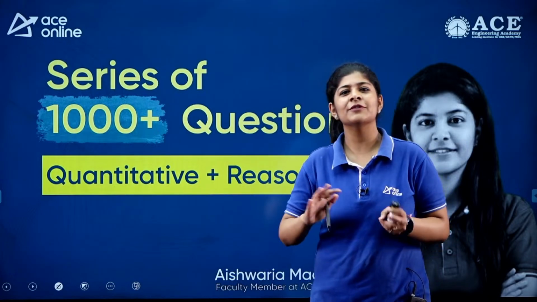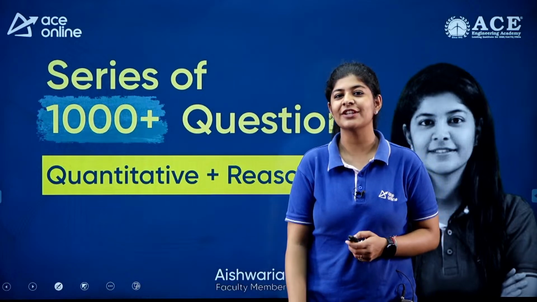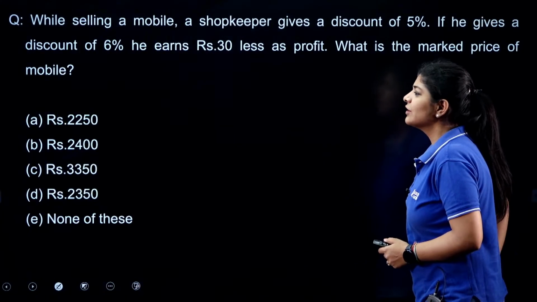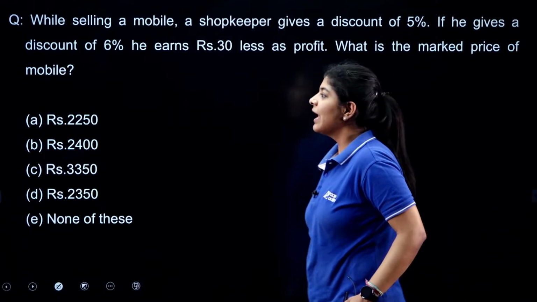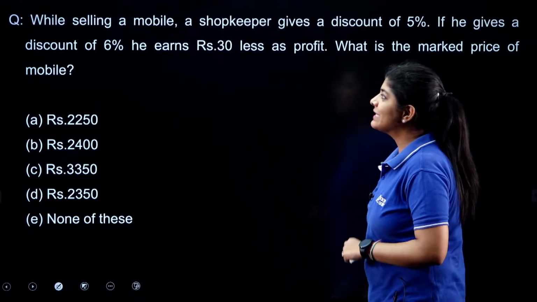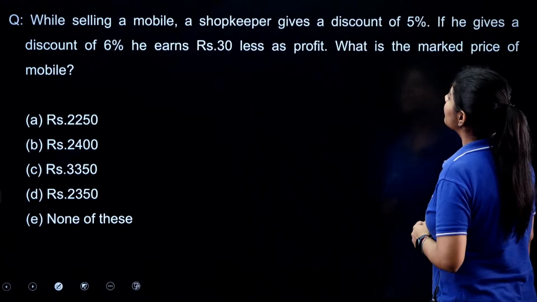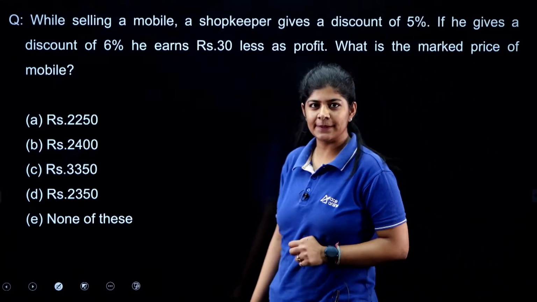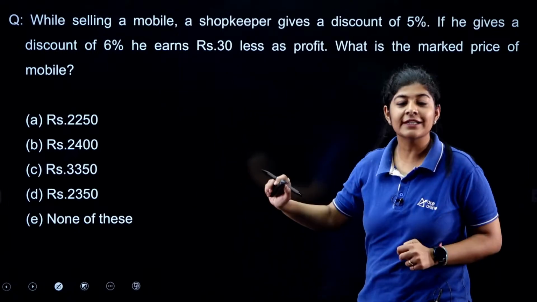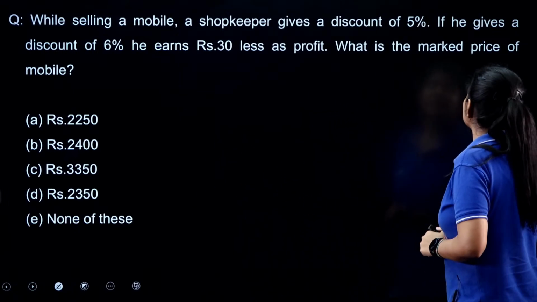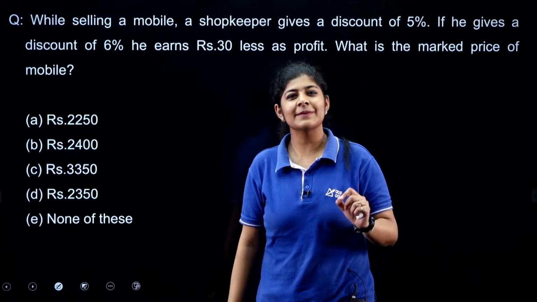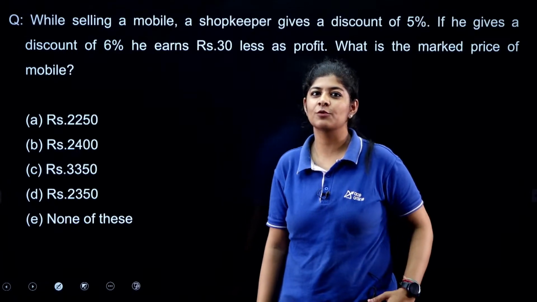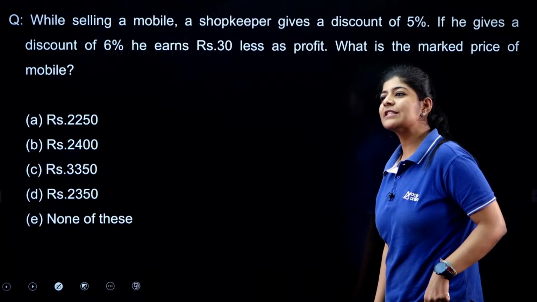We are not going to waste much more time. Let's start today's session and see what kind of questions we are having and how we are going to deal with them. This is the very first question: while selling a mobile, a shopkeeper gives a discount of 5%. If he gives a discount of 6%, he earns rupees 30 less as profit. What is the marked price of the mobile? Trust me, in this question there is no requirement of pen and paper. You can easily solve this question without using pen and paper. So what answer are we getting?